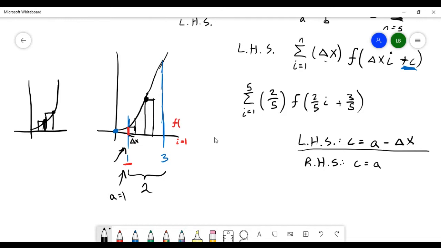Our rectangle is instead defined by the top right-hand corner. So if this is our starting number, if this is a, remember the width of our rectangles is delta x. So this point right here, let me actually draw that in red. This point right here is f of our starting point plus a delta x, which happens exactly when i is equal to 1, if we let c equal a. So that's what it is for a right-hand sum.